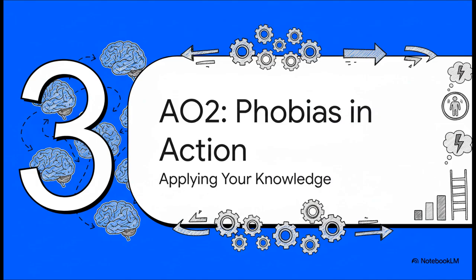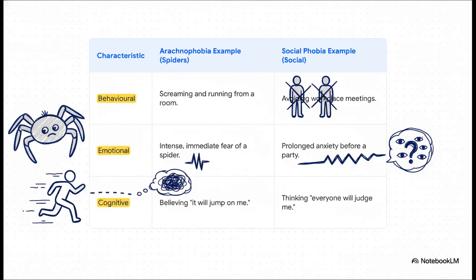Okay, so we've got the what. Now for the how. How do we actually apply all this knowledge to start banking those crucial AO2 marks? This is all about taking that model off the page and linking it to real-world examples and, of course, other psychological theories. Check this out. This table is a perfect way to see the model in action with two really different phobias. For arachnophobia, the behavior is super obvious: run away. For social phobia, it's more subtle, like avoiding a work meeting. For the spider, the emotion is that spike of terror. For the social situation, it's that long, gnawing anxiety beforehand. The thoughts are different too, but look, the structure, behavior, emotion, cognition is exactly the same. That's what shows the model's so useful.